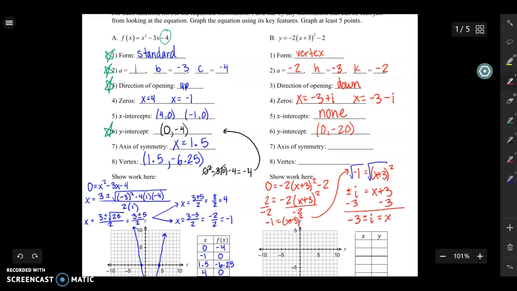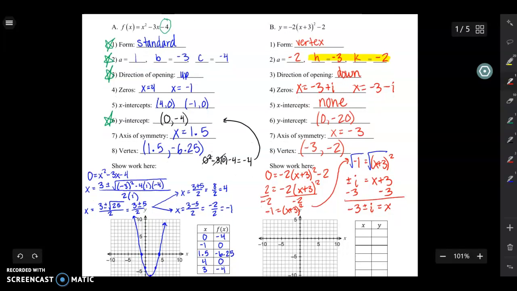Okay, all I have left is the vertex and the axis of symmetry. Now, when we're in vertex form, the vertex is easy to find. I'm just going to look at the h and the k values. So my vertex is the h value and the k value, so (-3, -2). And then my axis of symmetry is just x equals the x-coordinate of my vertex.